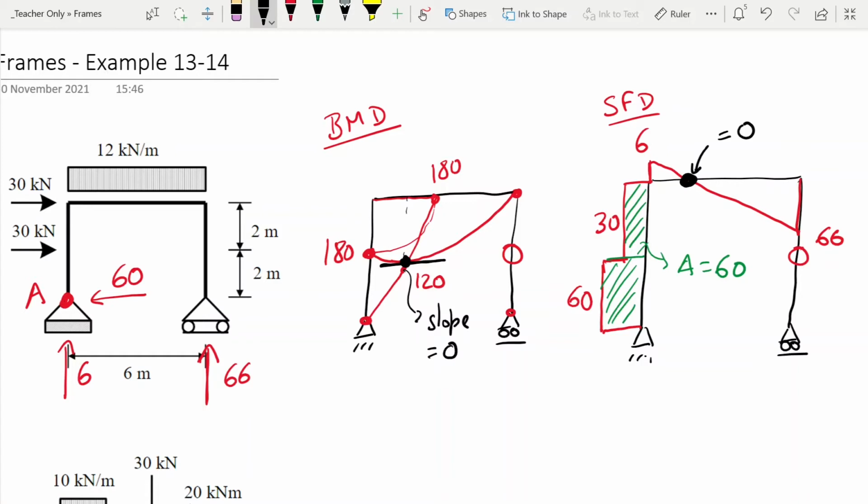But okay, now let's get some numbers in. So I'm trying to get this point here in black.